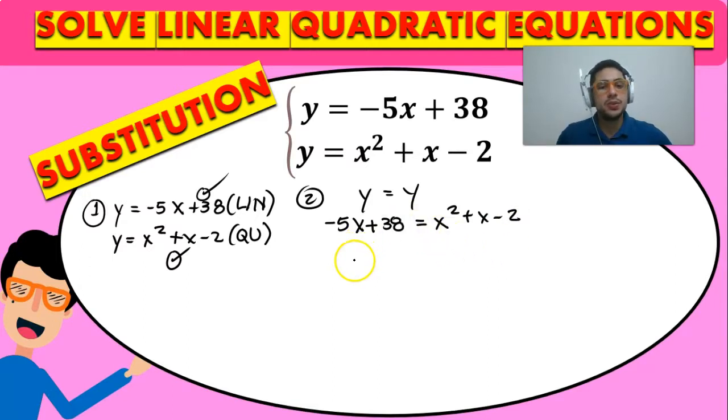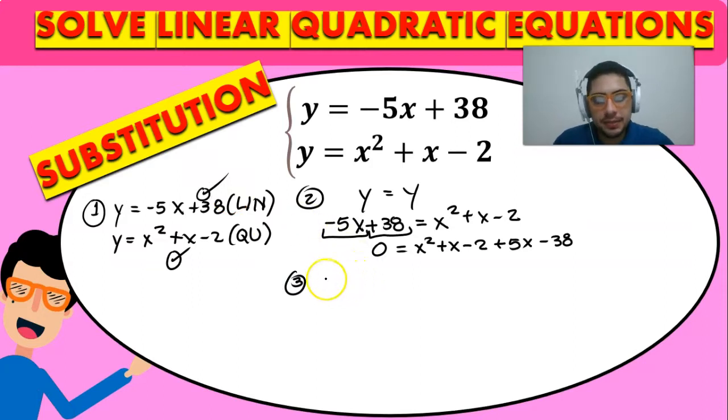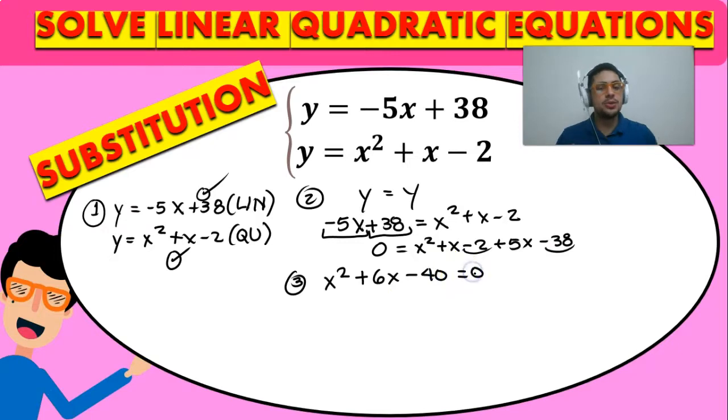Now, in order to solve this equation, let's try moving everything to the right side. So we're going to get x squared plus x minus 2, and then that minus 5x is going to be moved to the right side as plus 5x, and that plus 38 is also going to be moved as minus 38. Now, in the third step, you solve like terms. So you're going to get x squared, and then you have plus x plus 5x, which is plus 6x. And now you're going to get a minus 2 and a minus 38, and that's going to be minus 40. And that is equal to 0.